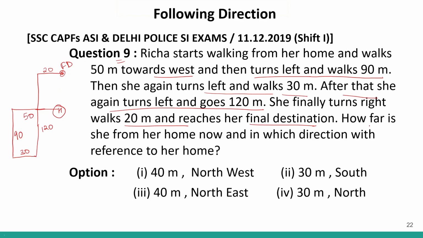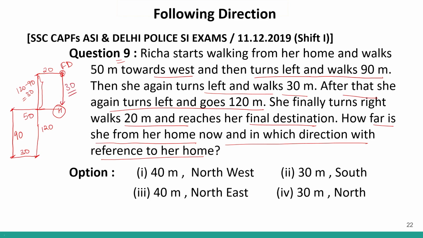Okay. We have to find out how far she is from her home and in which direction with reference to her home. So clearly you can see if this is 120 and this is 90, that means this distance is 120 minus 90, which will give me 30 meters. So this distance will be 30 meters, correct?